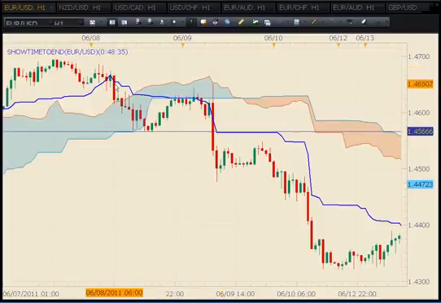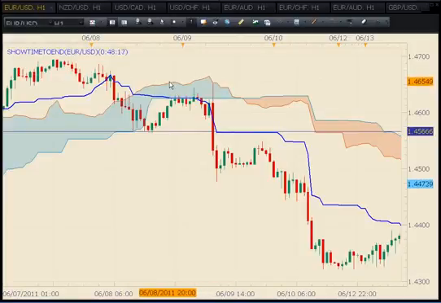Okay, but now we had price come down here, and then we had this break. This is a Kumo break right here. So we want to go long. Your stop loss would be above this Kijun, or else above your cloud here.